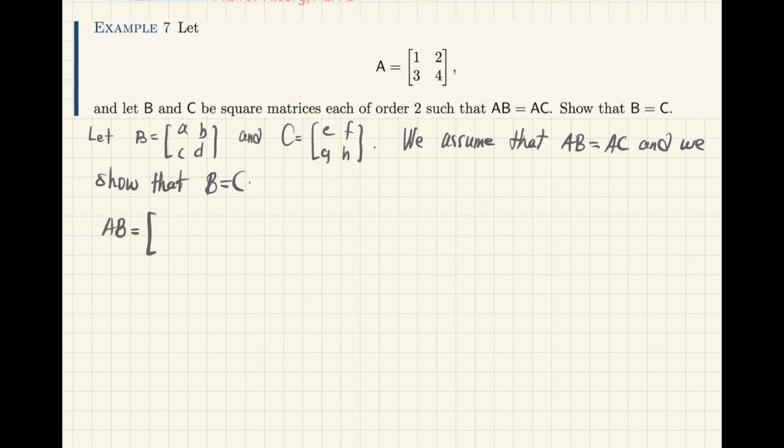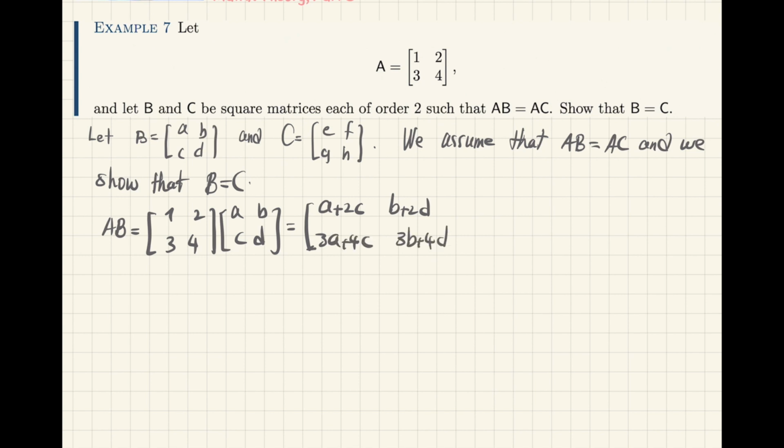AB is [1, 2; 3, 4] multiplied by B, which is [a, b; c, d]. Of course, you shouldn't expect to get numbers because B is an arbitrary matrix. So then it becomes a plus 2c, b plus 2d, 3a plus 4c, and 3b plus 4d. Okay? And let me calculate AC as well.